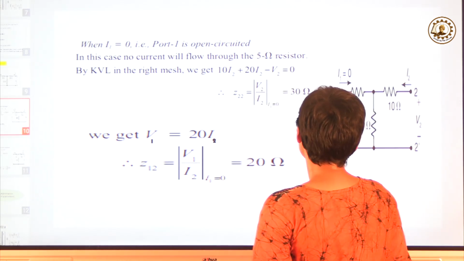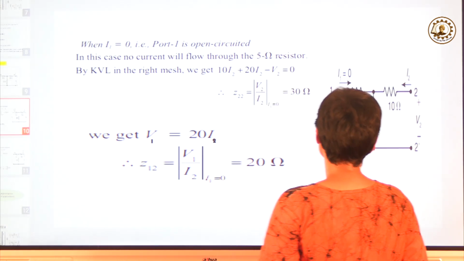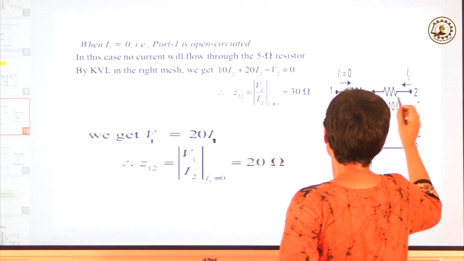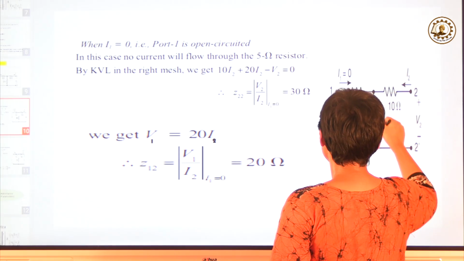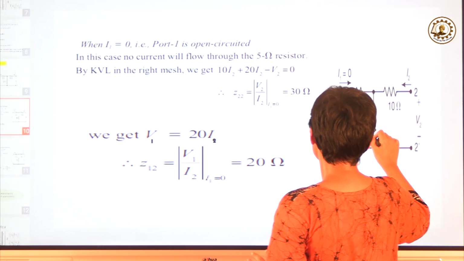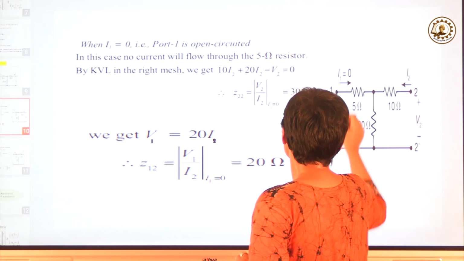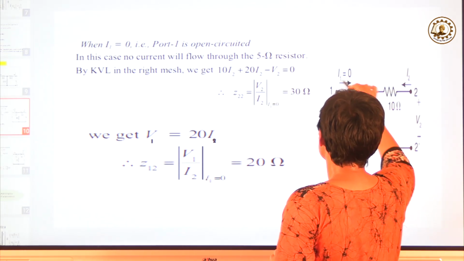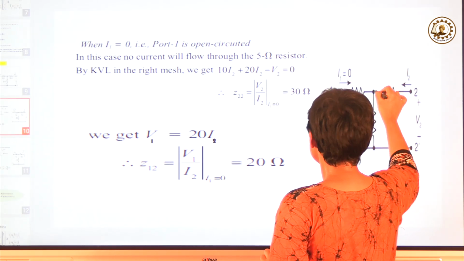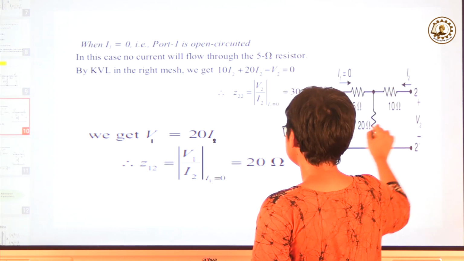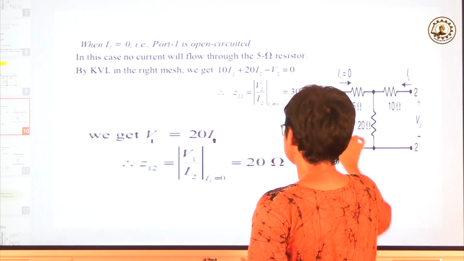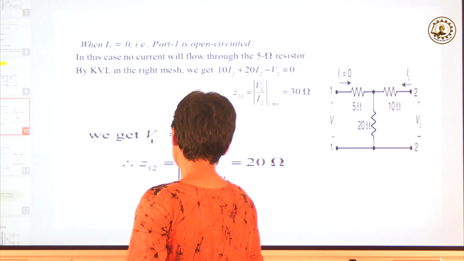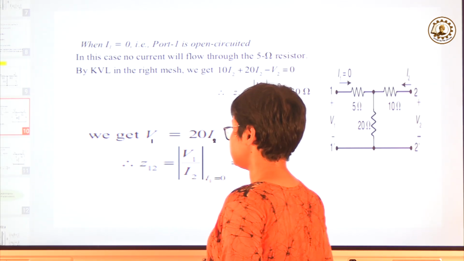So if we have to find a relation between V1 and I2, then since the current flowing through this 5 ohm resistor is 0, the current flowing through the 20 ohm resistor will be only I2. Therefore, we can write V1 equals to 20 I2, since I1 equals to 0. The current flowing through 20 ohm will be the drop at port 1, that is V1 equals to 20 I2. So Z12 equals to V1 by I2 at I1 equals to 0, and we got the value of Z12.